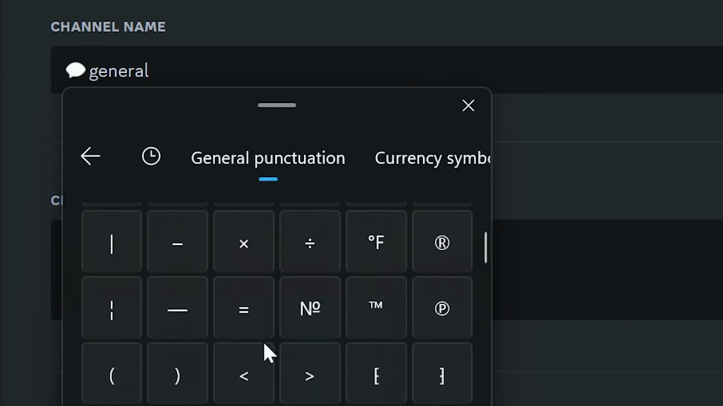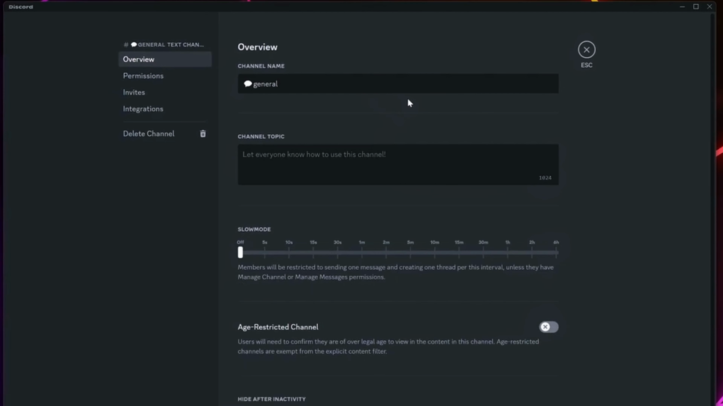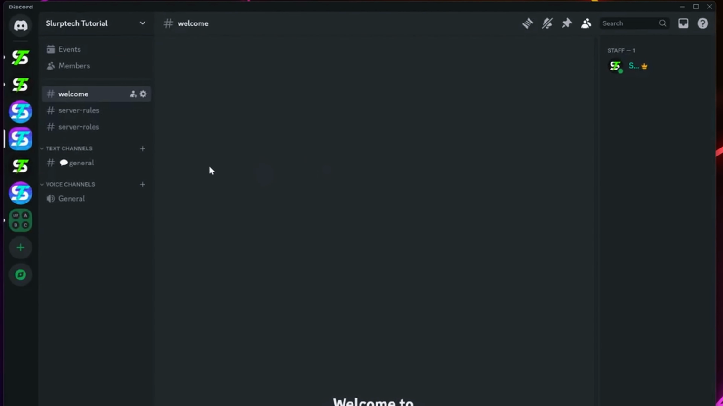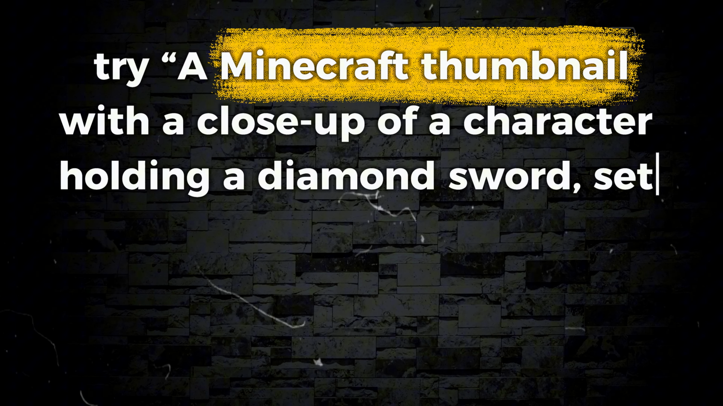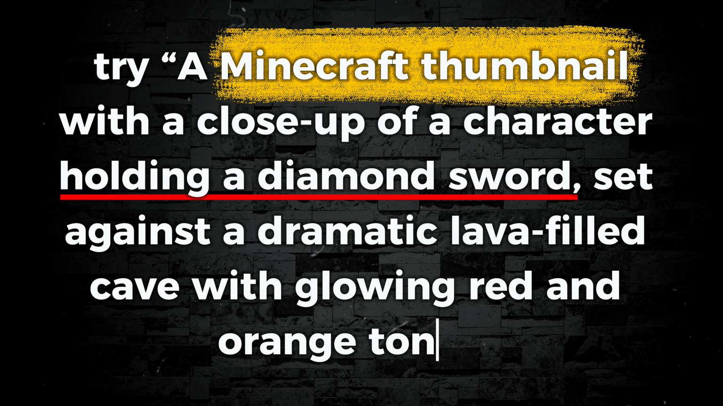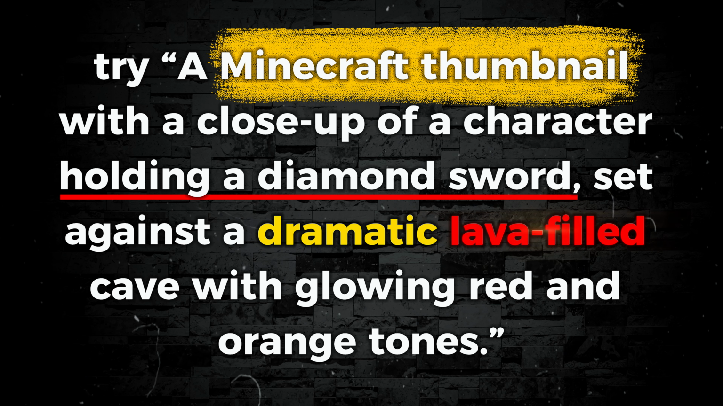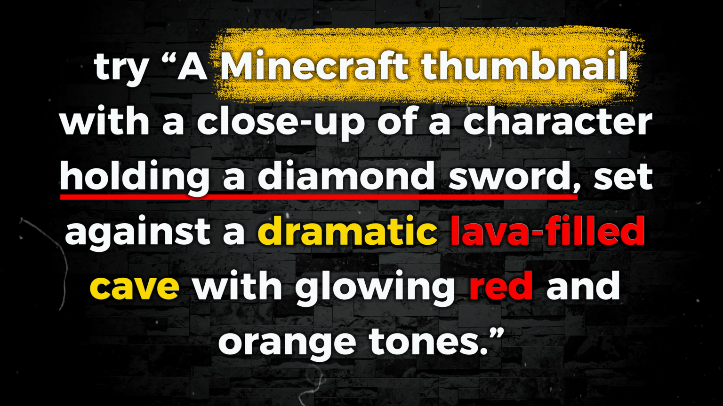This will be your crash course on prompts. Don't worry, they will give you tips like make a thumbnail for a Minecraft video or code it. Be specific in your prompts, give details. Instead of saying Minecraft thumbnail, try a Minecraft thumbnail with a close-up of a character holding a diamond sword set against a dramatic lava flow cave with glowing red and orange tone. The more details, the better.